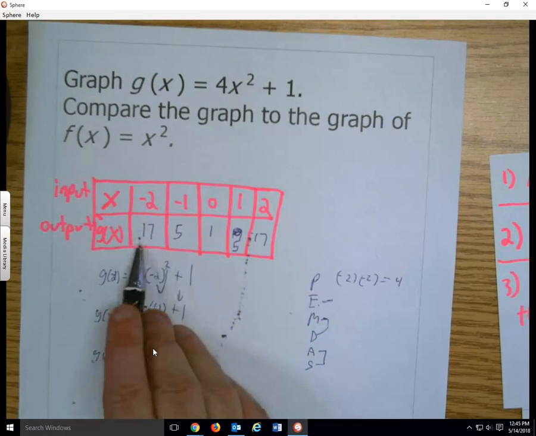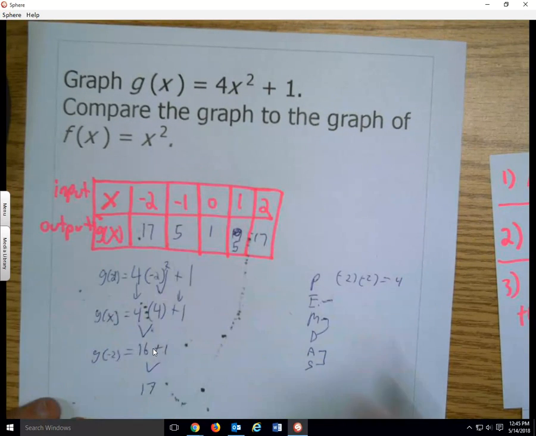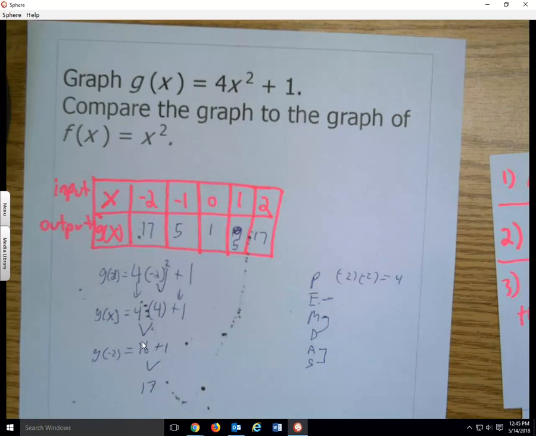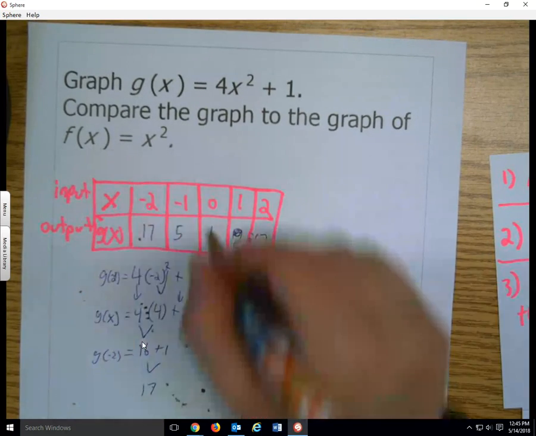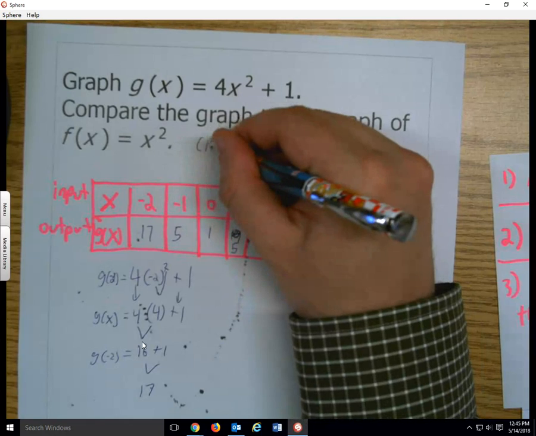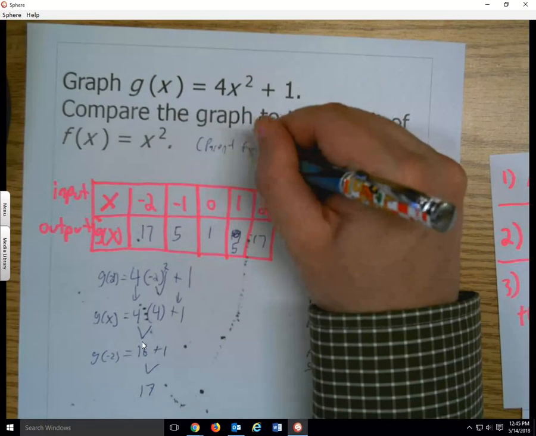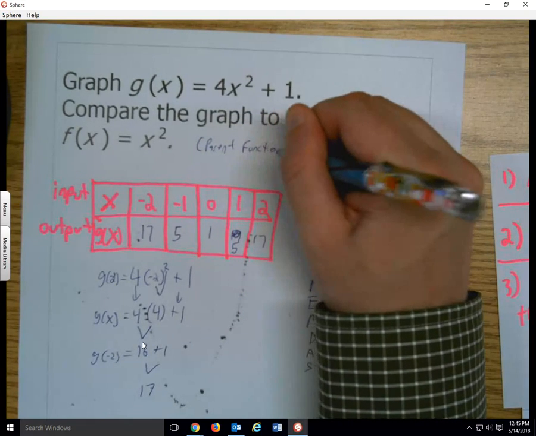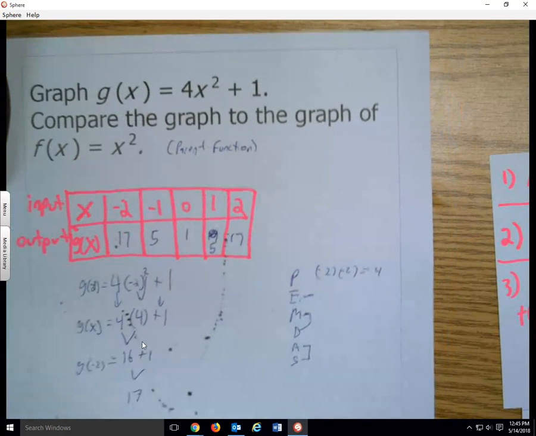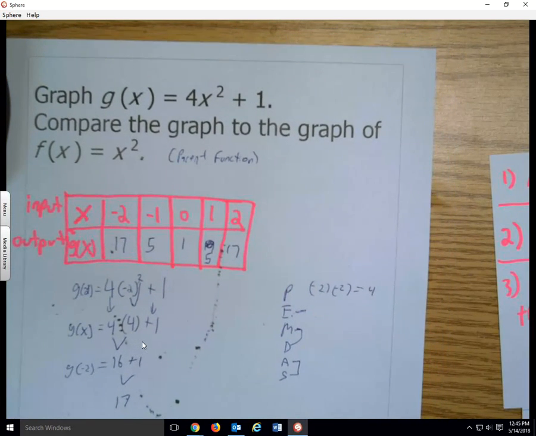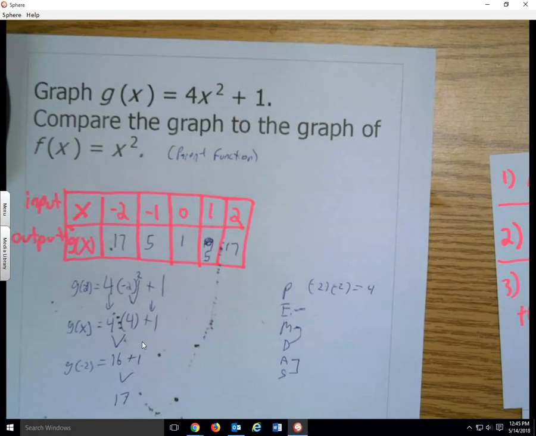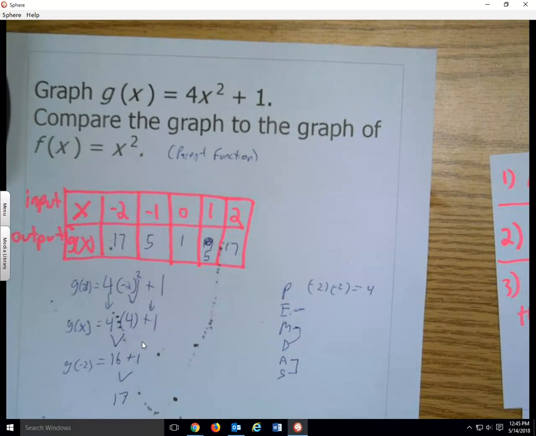And so we get this pattern, but then it says graph the pattern and then compare it to f of x equals x squared, or another way to say that is the parent function. Okay, so let's go ahead and do just that. We'll graph it and see how it comes out. Let me see if I have a graph here. I do.